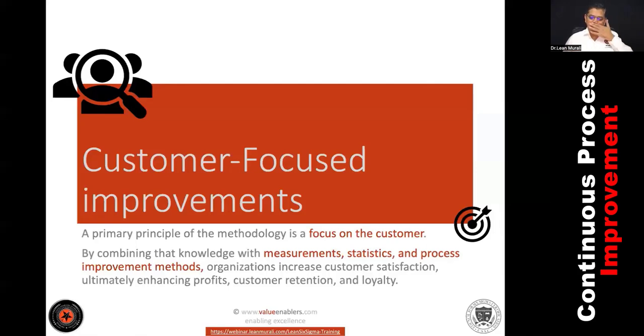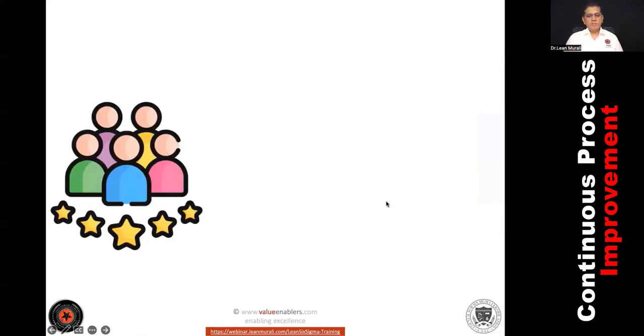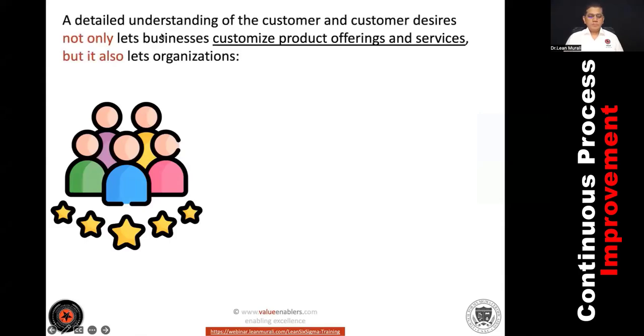So measurements is very important, because without measurement, there is no improvement. And then statistics is for analysis. And then using those analyses, you improve the process. That is measurement, statistics, and process improvement. Now, this is going to be interesting. If you see here, a detailed understanding of the customer and customer desires.